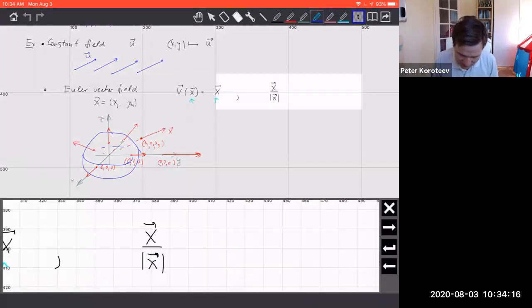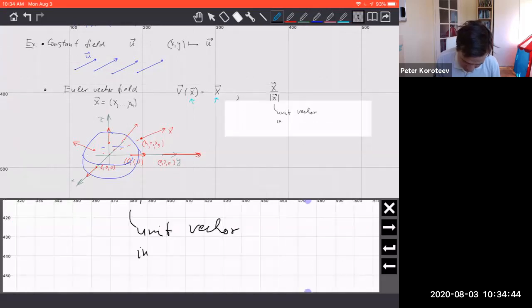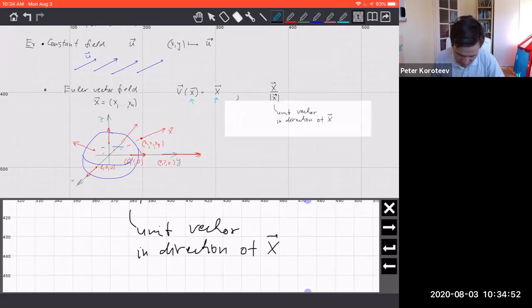So let's look at this one. Let's normalize it. At every point x, we take a vector with coordinates x, and then we divide by the length of the vector x. In this case, you'll have a unit vector which looks in the same direction. So this vector field is a unit vector in the direction of x.